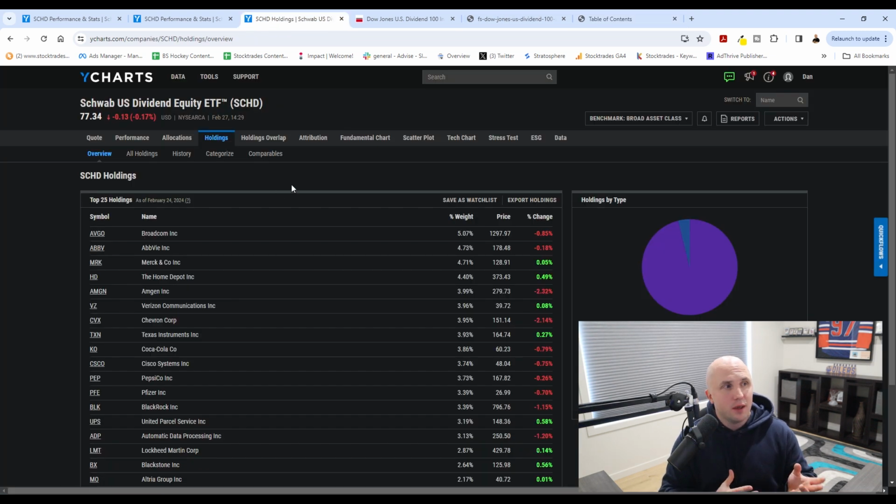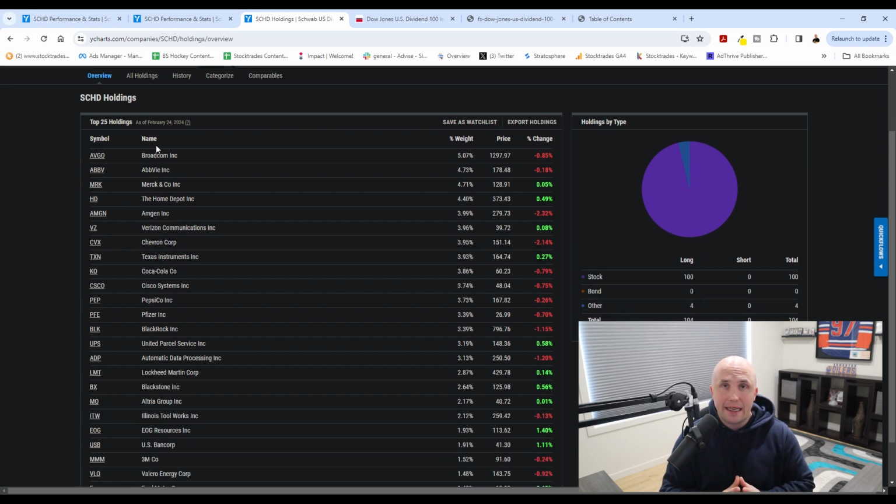Now, I'm using YCharts here. It's not exactly the same as what is on the website, but for the most part, I cross-reference this, and you're talking about maybe 10 or 20 basis points in terms of total differences, give or take. So with say Broadcom, it might be 5.2% or 4.9% instead of 5.07. It's very minor.